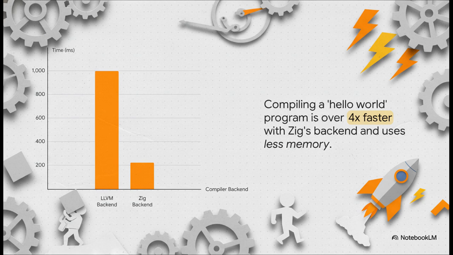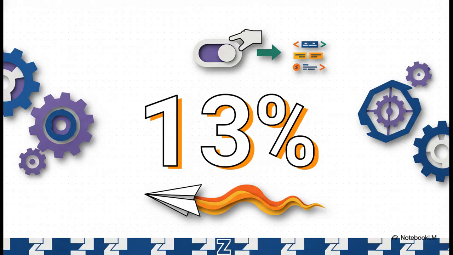Compiling a simple program is over 4 times faster with Zig's own backend. And it uses less memory too. I mean, that's a huge deal for your day-to-day workflow, right? That compile debug loop just got a whole lot faster. And it's not just about the big picture compiler speed.